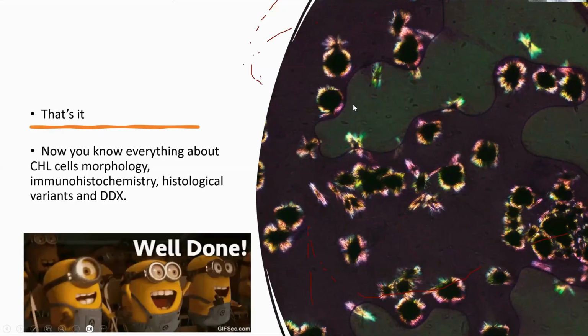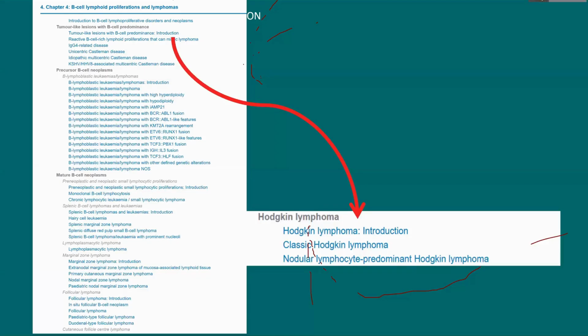And that's it. Now you know a lot about the immunohistochemistry, histology, variants and differential diagnosis of classic Hodgkin lymphoma. I still have nodular lymphocyte predominant Hodgkin lymphoma. If I have 5 minutes, I can go through it quickly. Absolutely. Yes. Thank you.